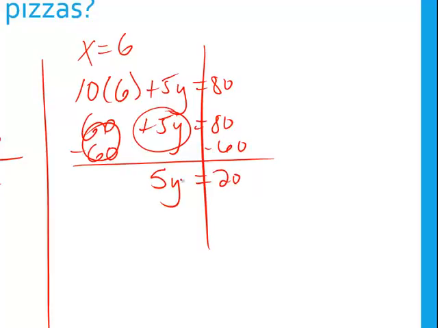Last step, to get y by itself, we need to divide by the coefficient in front of y. So 5 over 5 becomes 1. 1y equals 20 over 5, which is 4. So that's the number we need, but not the answer we need. We need a sentence. So we go ahead and write it out.